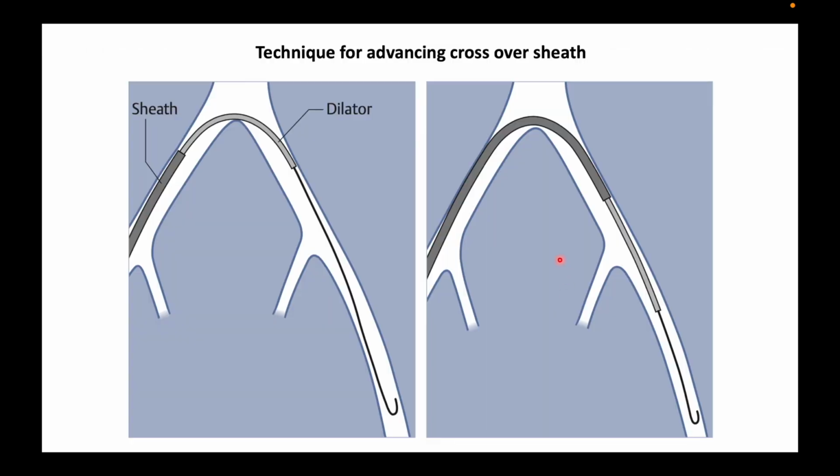Now for crossover technique, you can see here you must advance the wire. The dilator should always lead the sheath. Do not push the sheath alone. Dilator should lead it, and then that's how it goes down. And this is the crossover technique. Now once it is here, you can remove your wire and the dilator from the sheath.